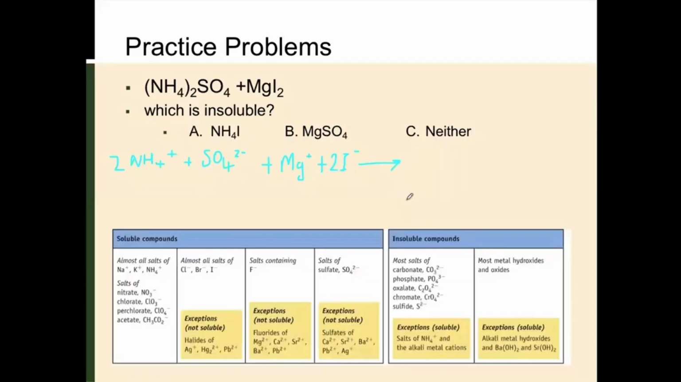So we can consult also our tables here. So magnesium sulfate is a little bit of a strange one because magnesium sulfate can be a little bit soluble and a little bit insoluble. So it's the one that's going to be the driving force of our reaction. It's the one that's going to be precipitated.